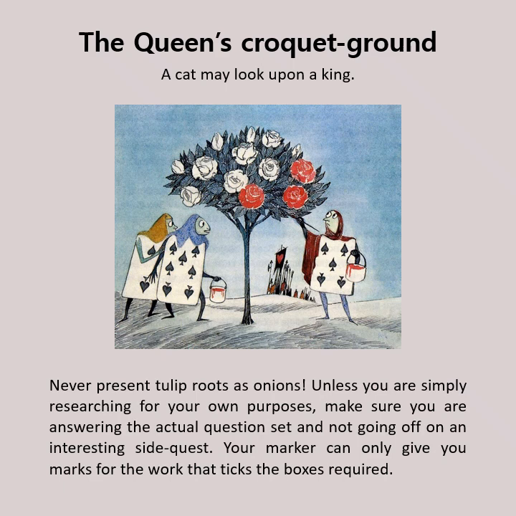Lesson 8 is never present tulip roots as onions. Or rather, read the instructions and jump through the required hoops. The Queen's game of croquet is a chaotic spectacle, lacking in reason or fairness. It's a manifestation of the Queen's tyranny and unchecked power.